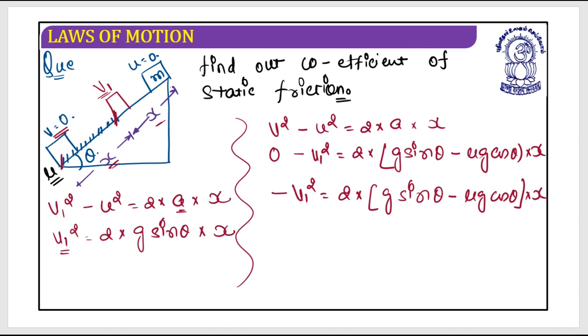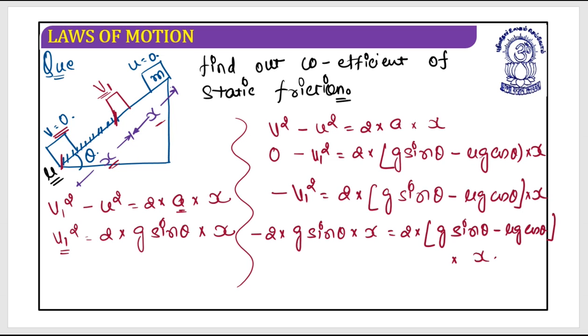So now what I need to do is replace the value of V1 square. It's minus 2 into g sine theta into x. This is equal to 2 into g sine theta minus mu g cos theta into x. Yes, this 2 and 2 have gone, this x and this x have gone. So this is minus g sine theta. On that side it would be again g sine theta. So this is what we have been left with. Let me write on the next slide.